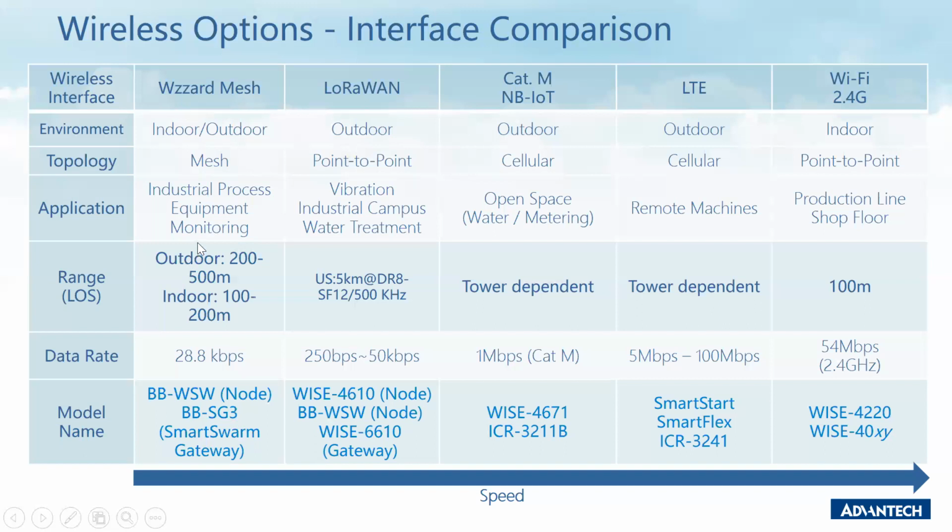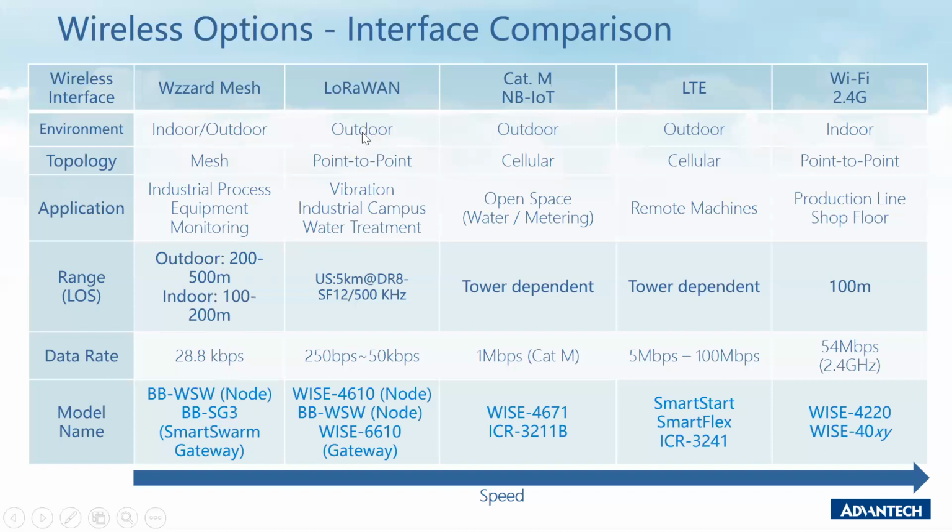So when you need to validate just bits of data, more limited range, point-to-point range, but of course because it's mesh, a mesh network in an industrial environment with Wizard is actually pretty robust. And then this pays off in the product sense with the node and the Smart Swarm gateway. Okay, that's Wizard Mesh.